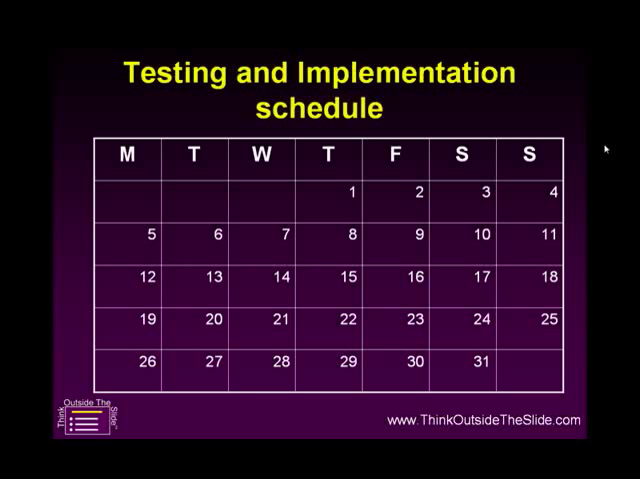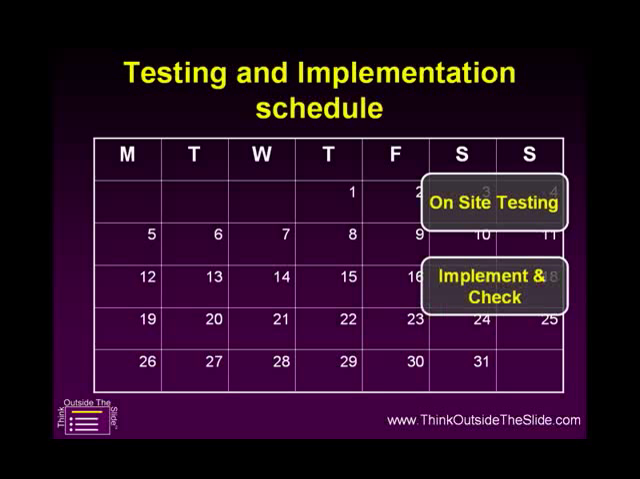But when we use a visual like this, where we show them the month and we say, okay, on the 3rd and 4th people, this is when we really need to be available, because that is when we're doing on-site testing. We got to find all the problems, because 2 weeks later is our implementation and checking on the 17th and 18th, and we go live on the 19th. This is a much more powerful visual because people can actually understand it.